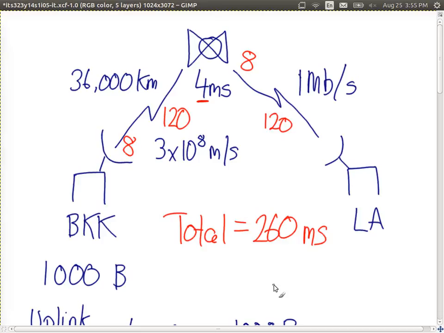How do we reduce the propagation delay? It's 120 here. How can we make it smaller? Change the speed of light? No. You see, propagation delay is distance divided by the speed of light. We can't change the speed of light. And the distance for the satellite is such that the orbit makes the satellite rotate at the same speed as the Earth, so that we always have coverage of that satellite. That's why we have such a distance.